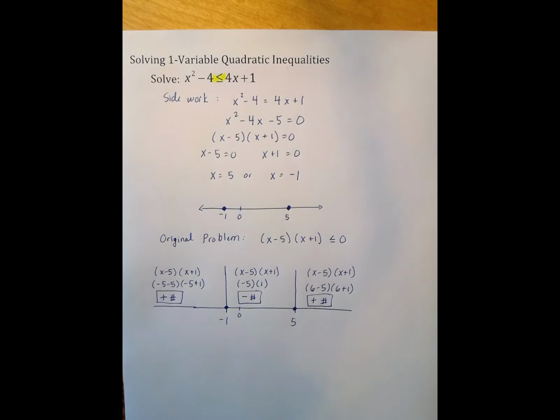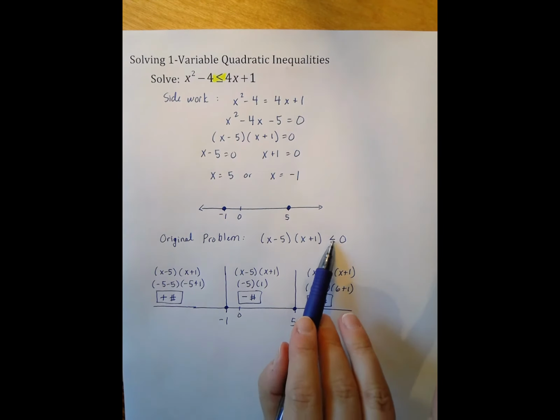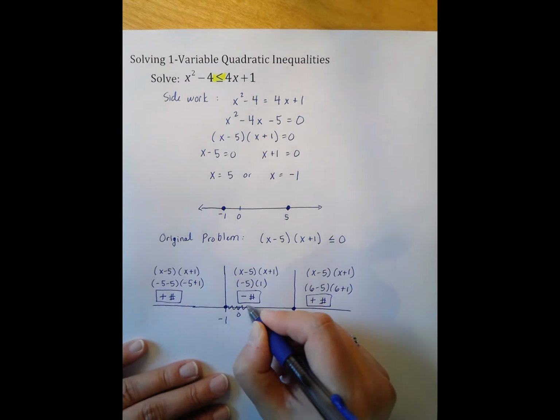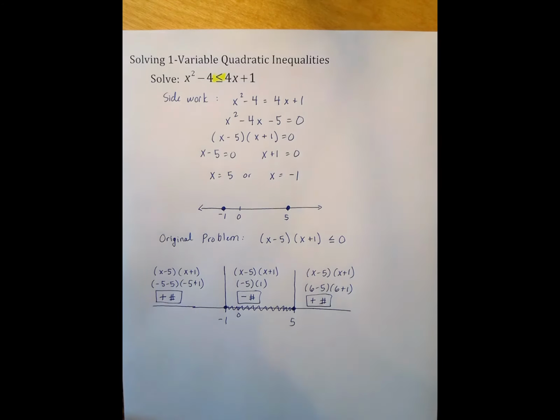Now this is when I go back and I look at my inequality. My inequality here says that I want numbers that are less than or equal to 0. So numbers that are smaller than 0 are the negatives. And in which of these regions do I have negative numbers? Smack dab in the middle.